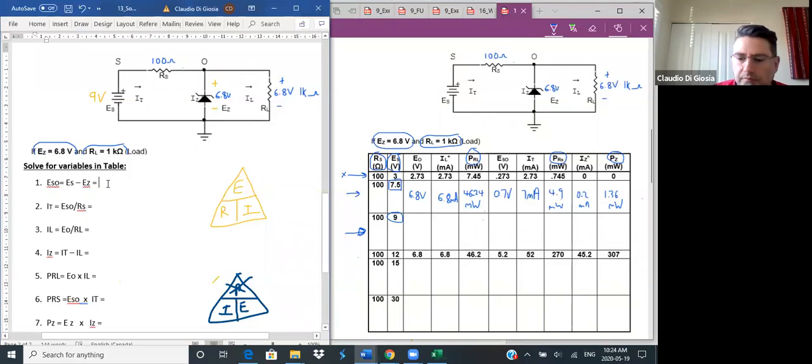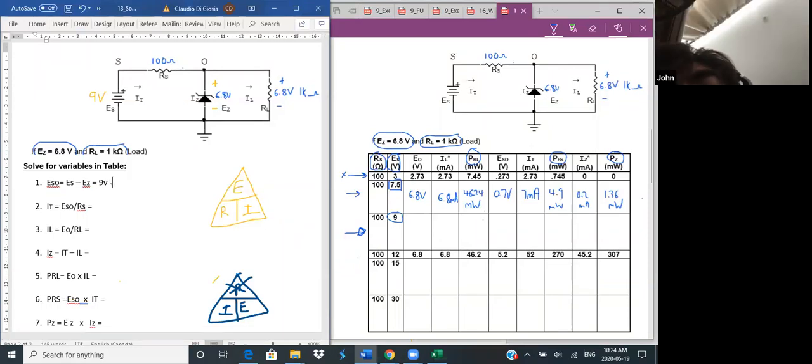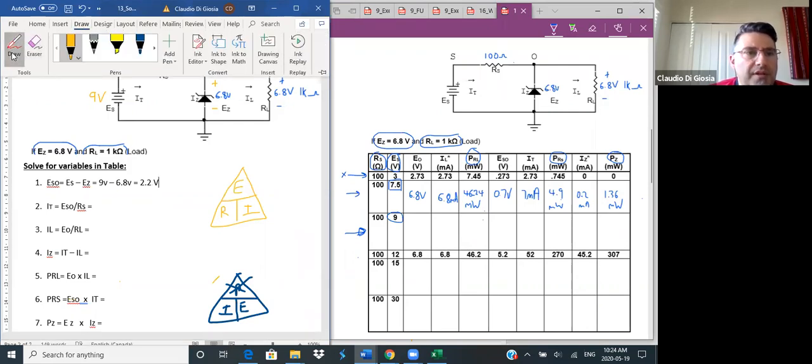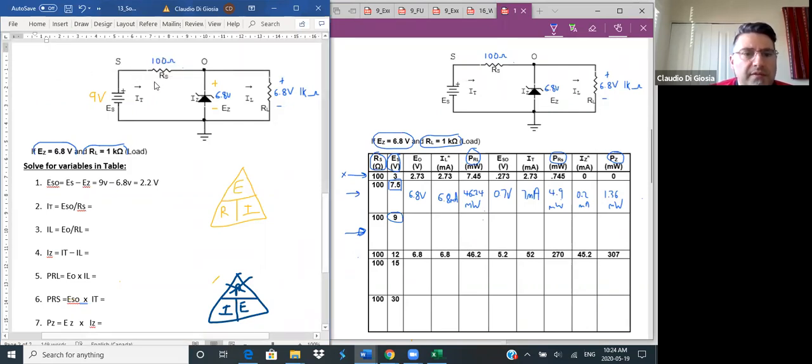Type it out. 9 volts minus 6.8 volts is equal to 2.2 volts. So far, so good. So as I said, draw this for each and every one, and then when you get the value, write it down, 2.2 volts.